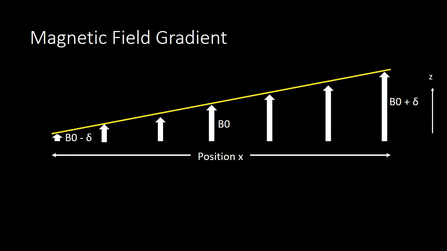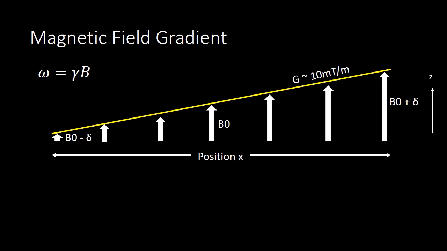So here I'm showing an example along an x direction, where on the left-hand side, the magnetic field is slightly reduced compared to the right-hand side. And to give you a sense of scale, these gradients are usually on the order of 10 millitesla per meter, so very small compared to our 1.5 or 3T scanners that we're used to using.